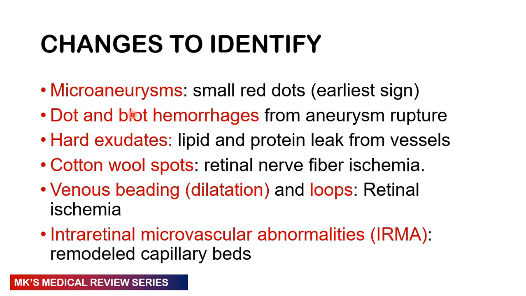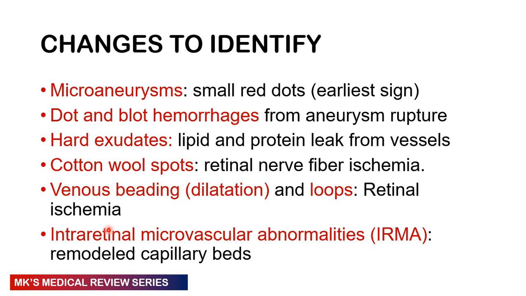Then the dot and blot hemorrhages also look very similar to microaneurysms, and these are just as a result of the aneurysms rupturing. The hard exudates are just pretty much lipid and protein leaking out from the vessels. Cotton wool spots are pretty much the retinal nerve fiber ischemia. Then your venous beading and your loops is pretty much retinal ischemia.